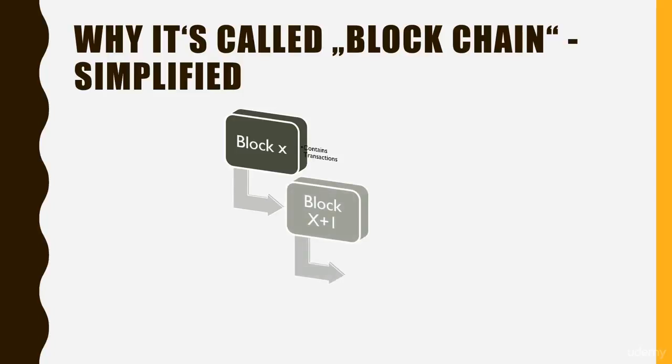The new block that gets mined is the block X plus 1. Again, it contains all the transactions, but it also contains a part of the previous block. So it's chained together. Again, a new block X plus 2 is mined. It contains all the transactions and it contains again a part of the previous block X plus 1. So it's again chained together.